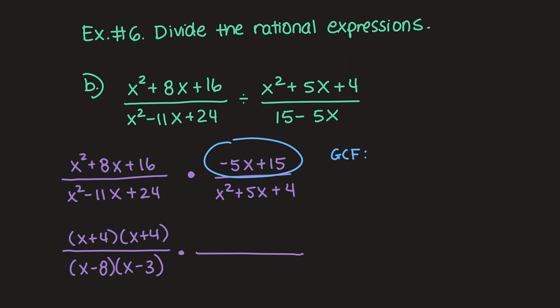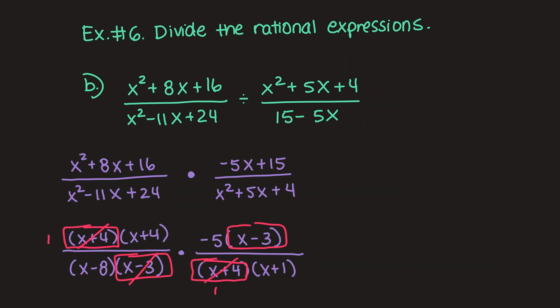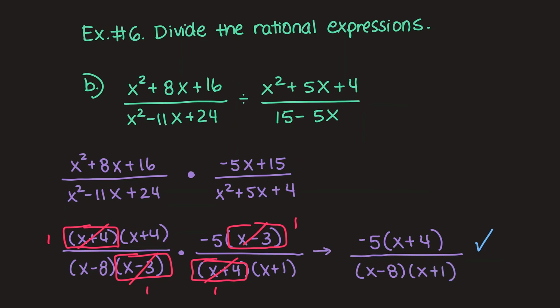And now we can factor out the GCF, which can either be 5 or negative 5. But let's factor out a negative 5, because looking ahead, we'll then be able to divide out a common factor of x minus 3. And then finally, this denominator factors to x plus 4 times x plus 1. Now that we have completely factored all numerators and denominators, we can divide out the common factors. Multiplying across, we have negative 5 times x plus 4 over x minus 8 times x plus 1. And we can leave this written as factors.